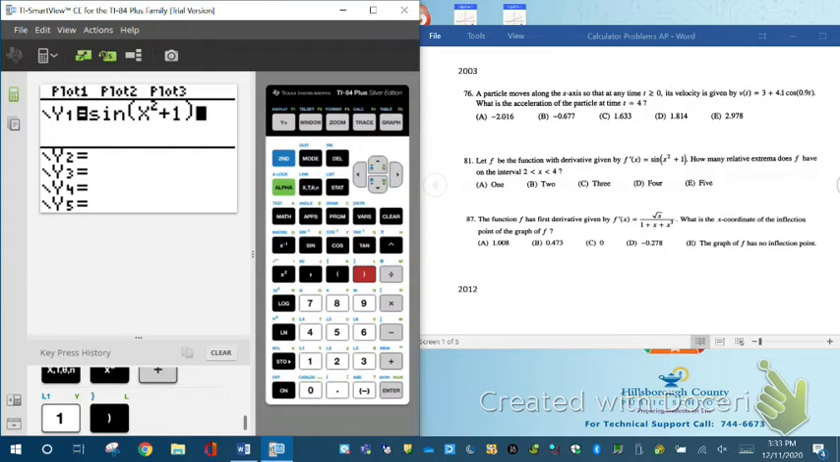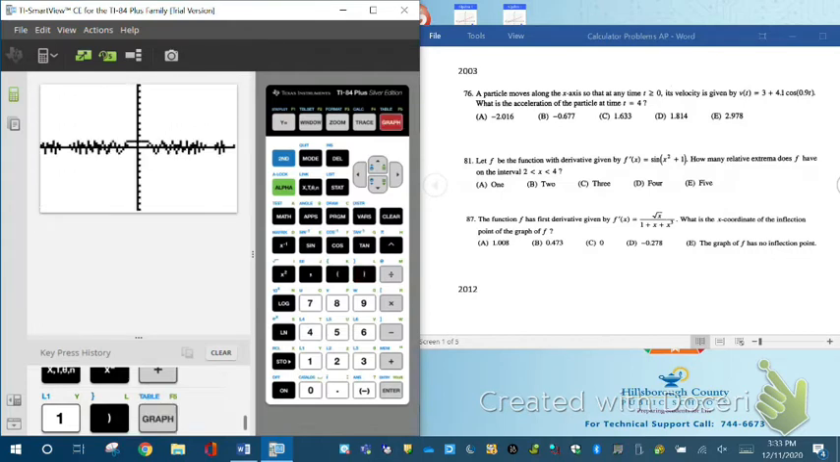And remember, what you're about to see is not the original function. You're about to see the graph of the derivative. Oh my, yeah, that's crazy. They do that to you a lot. Reread the question. How many relative extrema are there between 2 and 4?